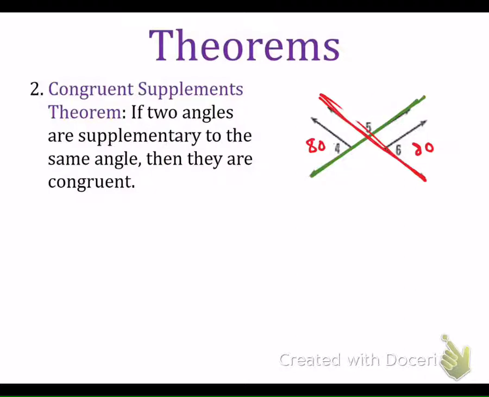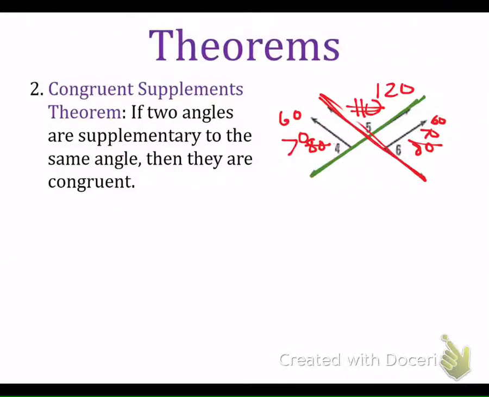And just like we were looking at earlier, if you would change this to, let's say, 110, these would both be forced to be 70 and 70. If you change this to 120, these would both be 60 and 60. So no matter what you change angle 5 to be, as long as it's supplementary to both, 4 and 6 have to be the same as one another. Everybody got it? You didn't have to write down all this. This is just me rambling.